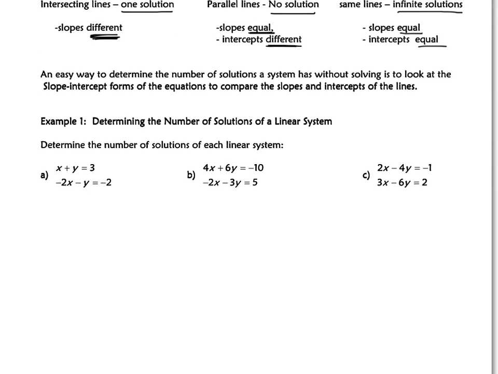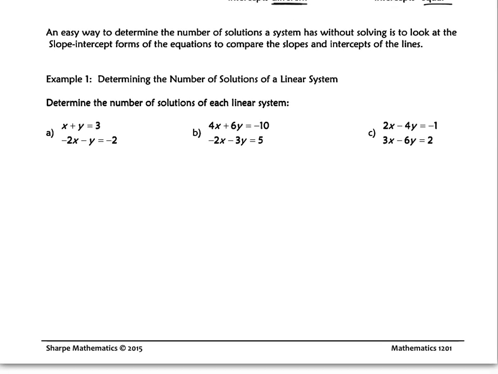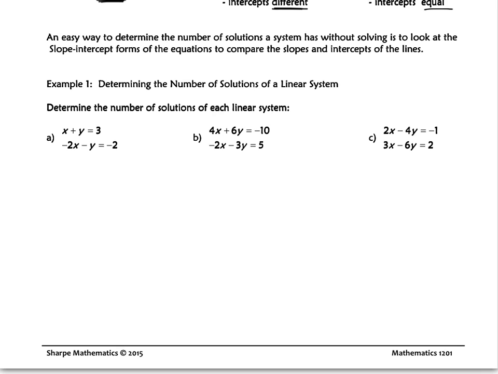The first example asks us to determine the number of solutions of each of the linear systems. The first one is x plus y equals 3 and negative 2x minus y equals negative 2. When you look at it the way that it's written, you can't really tell what the slopes and y-intercepts are. So the first thing we should do for each of these examples is to change the equations to slope-intercept form.